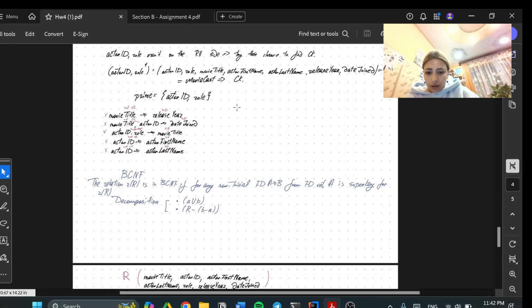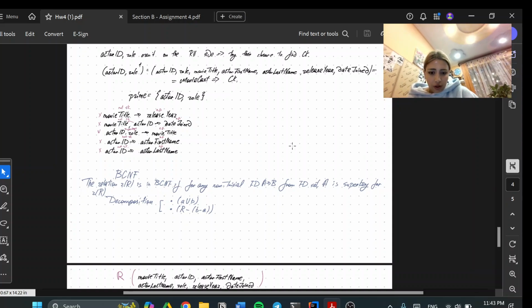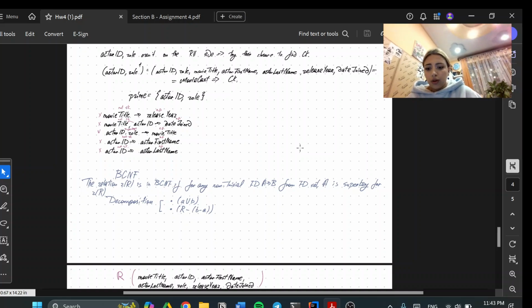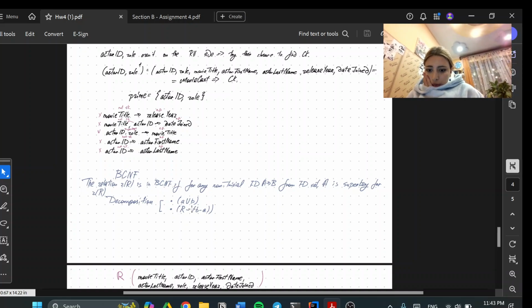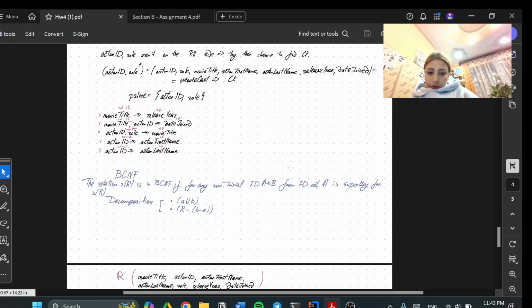Now let's see if it's BCNF or not. A relation is BCNF if for any non-trivial functional dependency A goes to B from the functional dependency set, A is a super key for R. Decomposition will be A and B, and R minus B. So if it goes A to B, we decompose A to B and underline the A, and the other decomposition will be everything except B. Let's see if it's the right form.